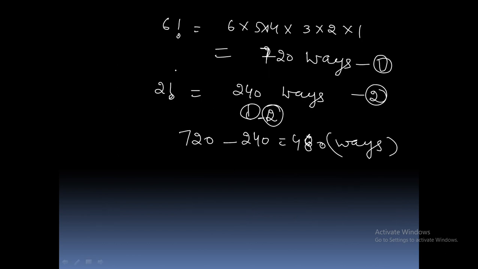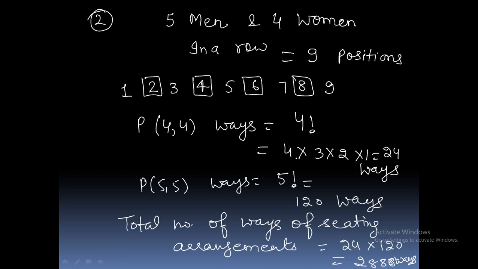In the next case, the total number of arrangements of 6 children is 6 factorial, that is 720 ways, and the together case is 240 ways. When we subtract 240 from 720, we find 480. That is the number of ways the two particular children are never together.